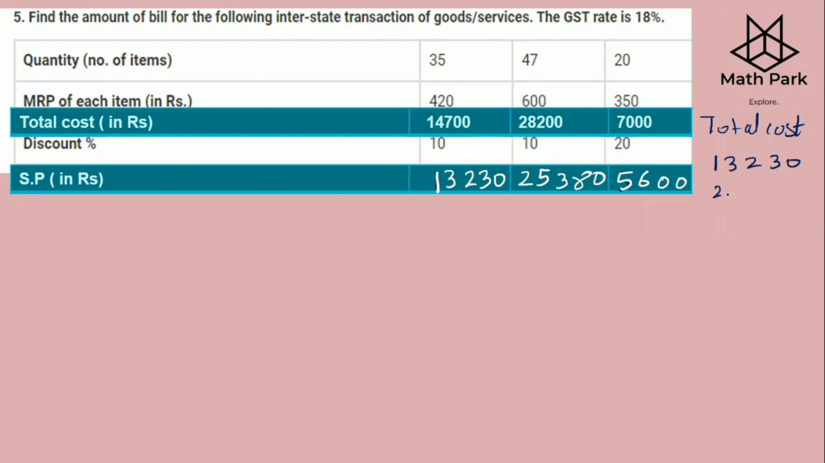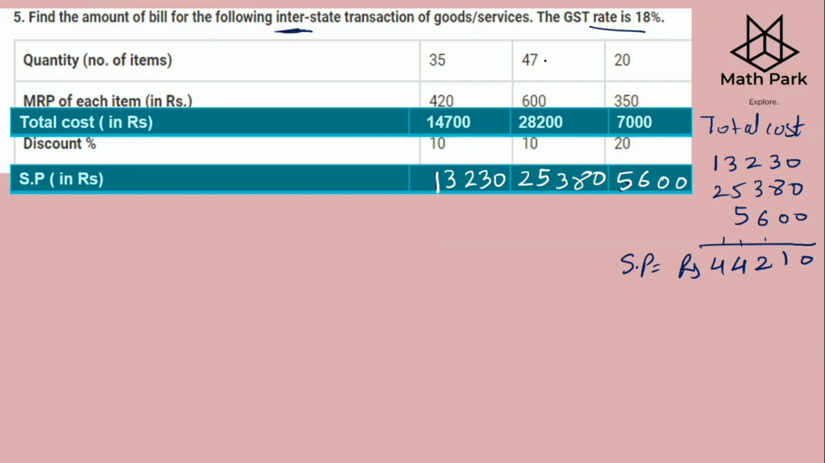Now let us find the total cost. 13,230 plus 25,380 plus 5,600. Let us add this. 8 plus 3, 11, carry 1. 2, 6 plus 1, 7 plus 3, 10 plus 2, 12, carry 1. 5 plus 1, 6 plus 5, 11 plus 3 is 14, carry 1. 2 plus 1, 3 plus 1, 4. So the total cost is rupees 44,210.